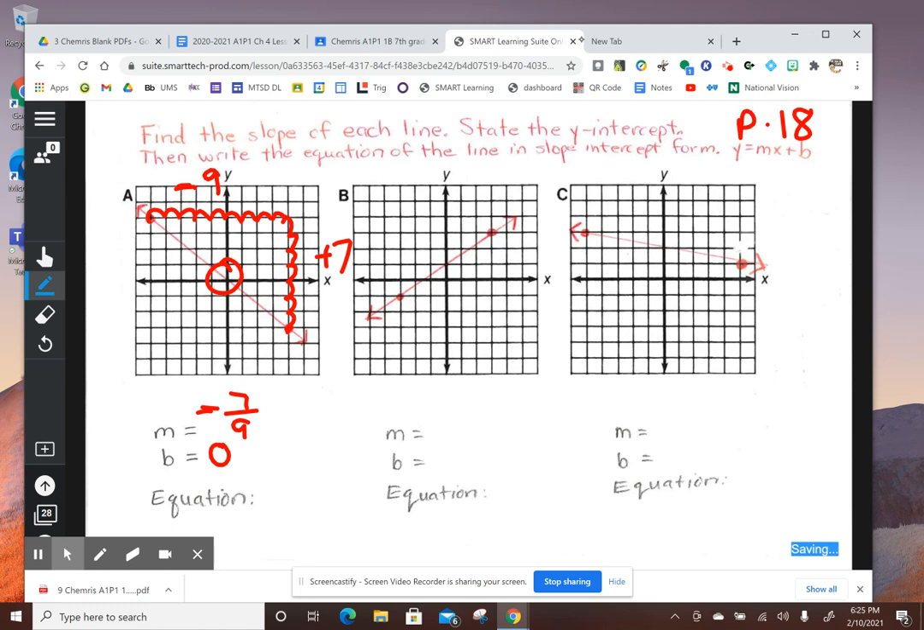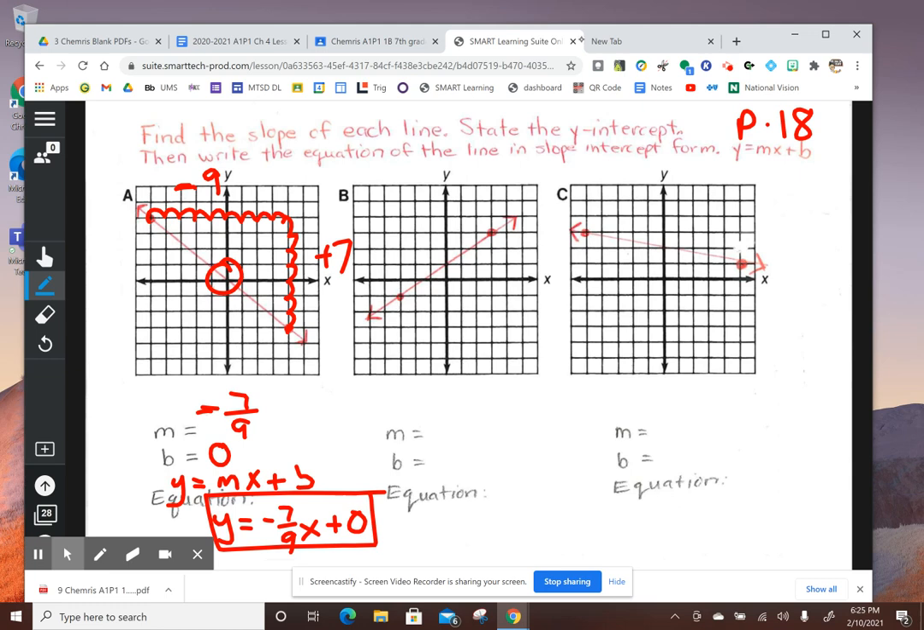So I know I'm going to put this in the form of y equals mx plus b. I know that m is -7/9 and b is 0. So that would be my equation. Okay, now for the next one, if you think you know how to do the next one, stop the video, do it on your own, play it again when you're done, and see if you're right.